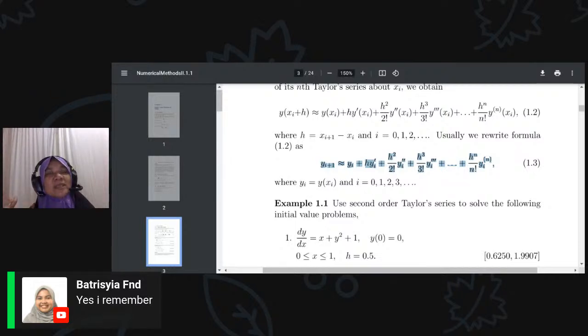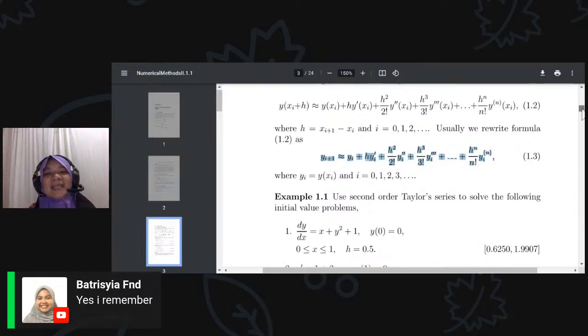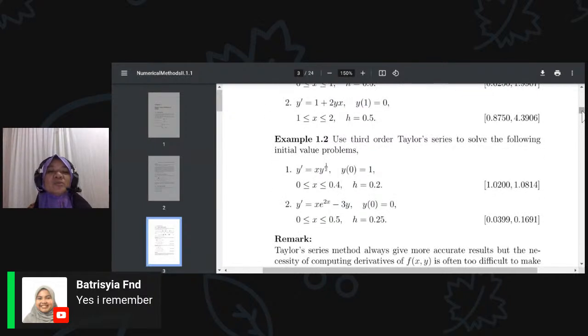When you increase the order, of course, the Taylor series contributes to higher computation and higher accuracy. That's what you learned in chapter 8, Numerical 1. So now, again and again, we want to solve this problem using Taylor series. Please look at the question.